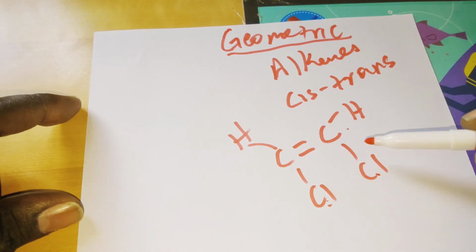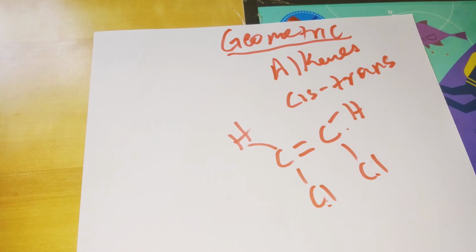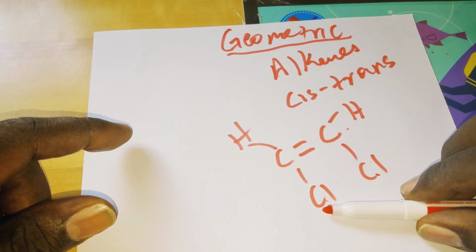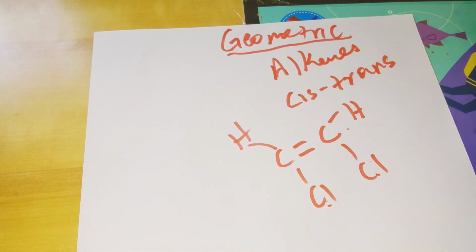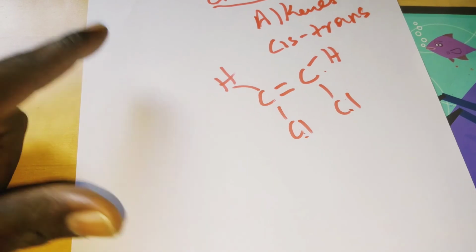Because of that, these two groups can be oriented to each other in specific ways. In other words, they can be beside each other or they can be diagonal to each other in space. This might sound a little bit complex, but in a while you're going to see what I mean. I'm still going to use that same example.